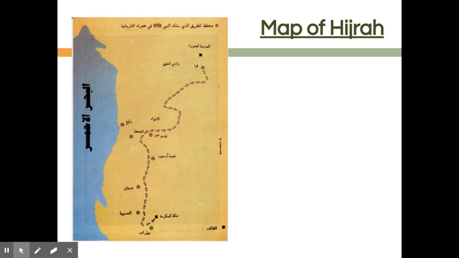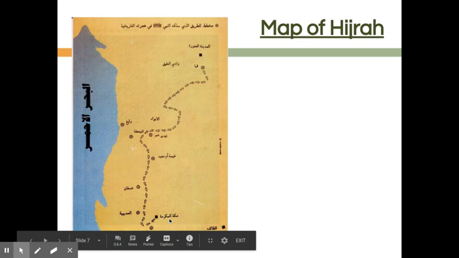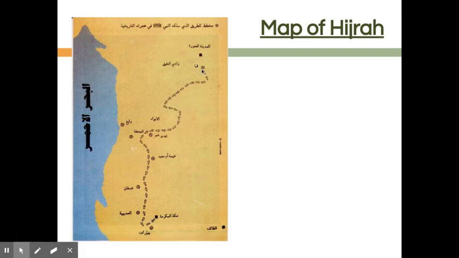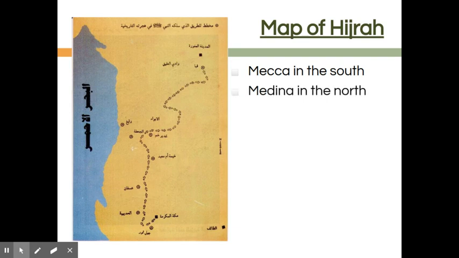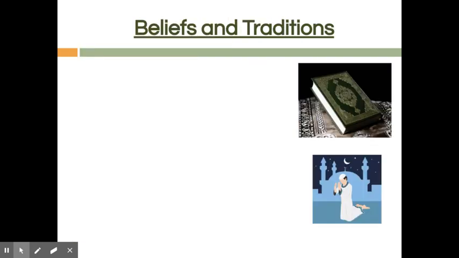So here's a map of Islam. And again, I cannot read Arabic, but I can imagine the starting point here would be Mecca, and you travel north to Medina. Oh, looky there. It says Mecca to the south. What did you know? And Medina to the north.